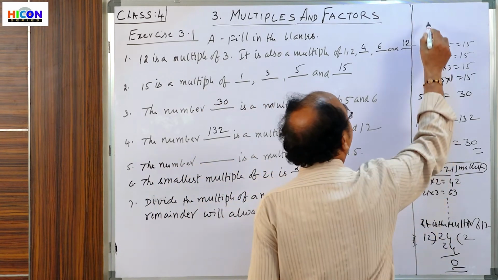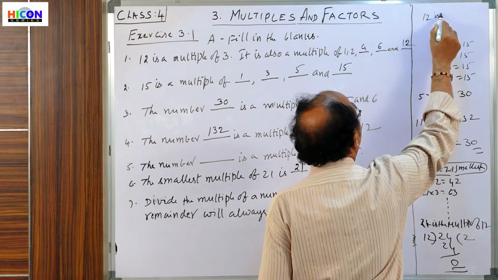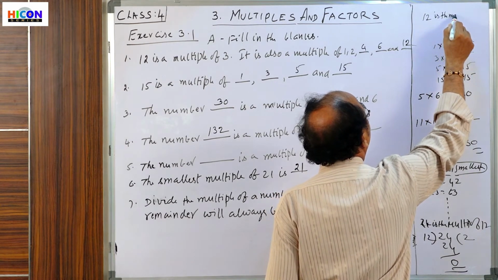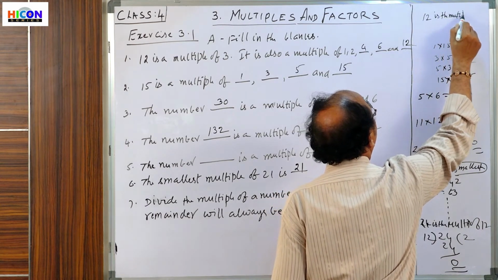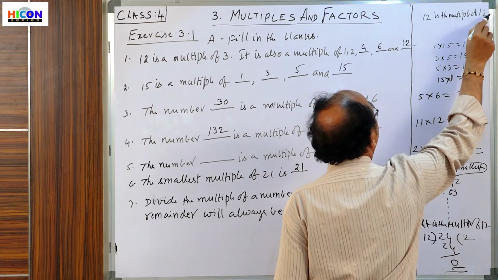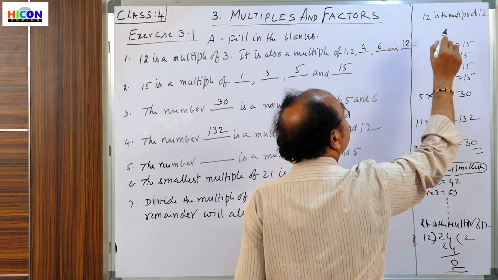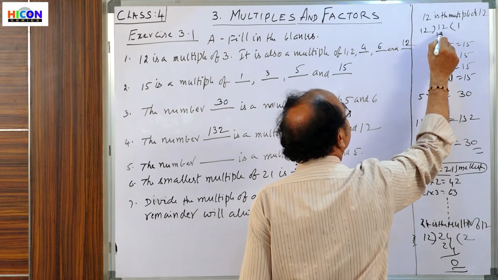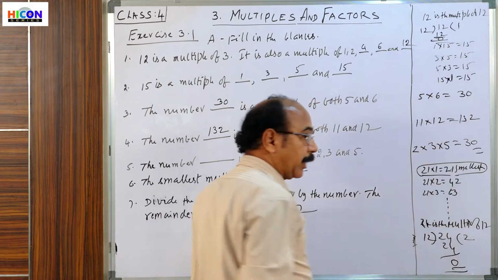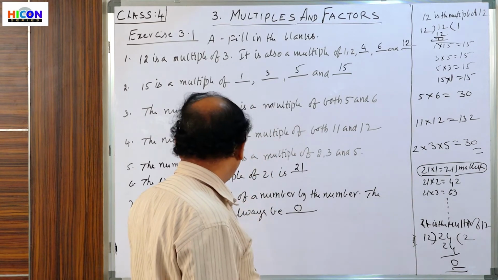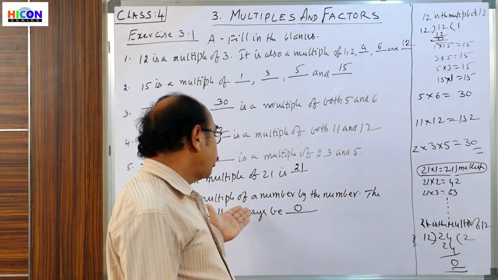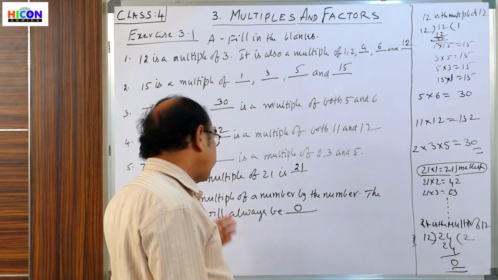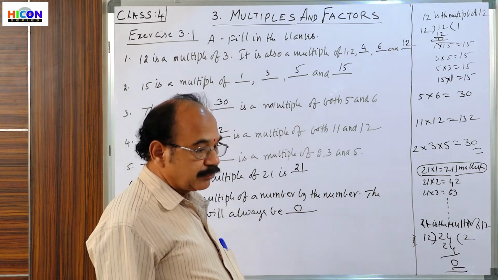12 is a multiple of 12. The remainder is 0. Why? Divide 12 by 12. 12 ones are 12, remainder 0. Right. So here, when you divide a multiple of a number by the number, the remainder will always be 0.